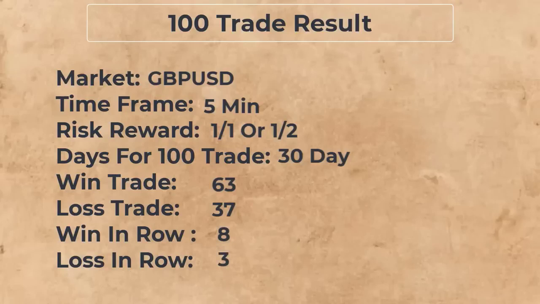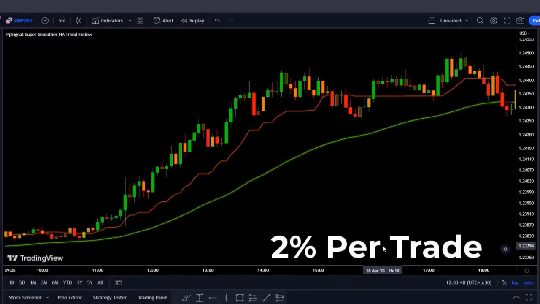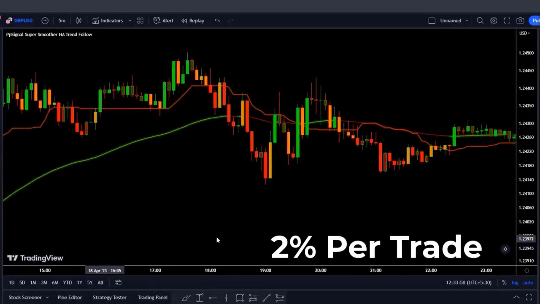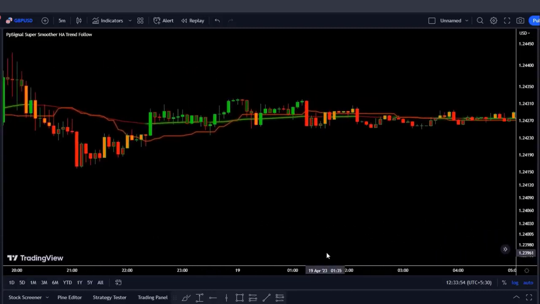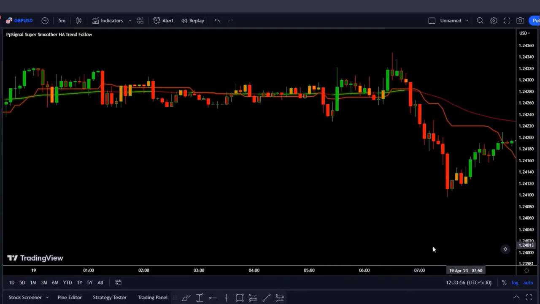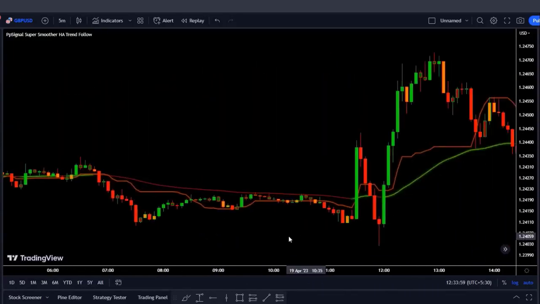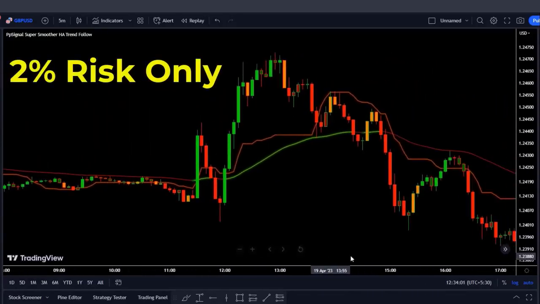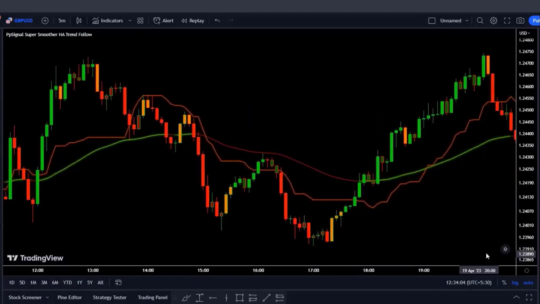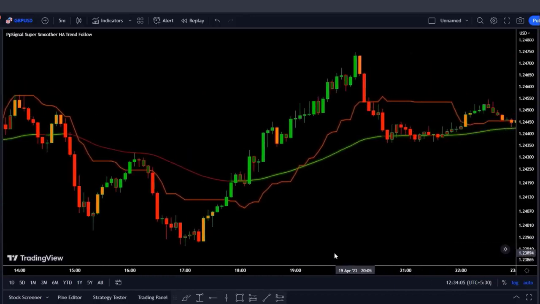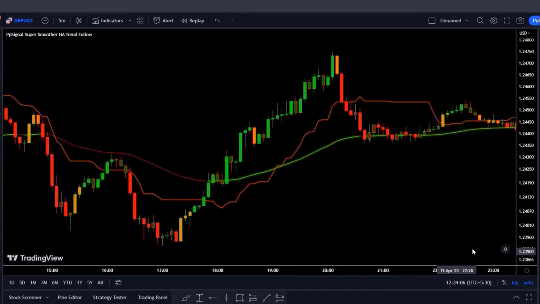The gain on the account was 82%, and that's risking 2% per trade. That means if you had a $1,000 account, you could gain at least $800 profit using only one currency pair. The good thing about this strategy is that you only have to risk 2% on each trade. It is still very profitable if you put in 10 trades. At least 7 trades will be profitable with a 1:1 risk-reward ratio.